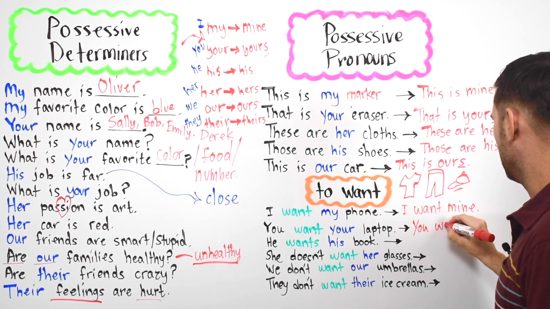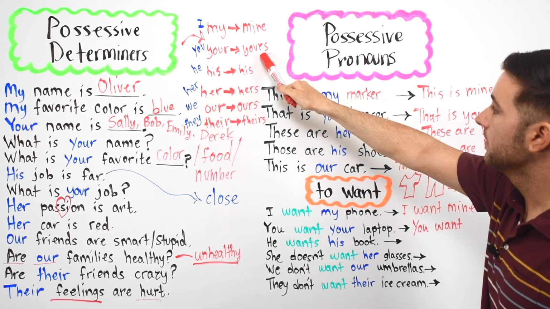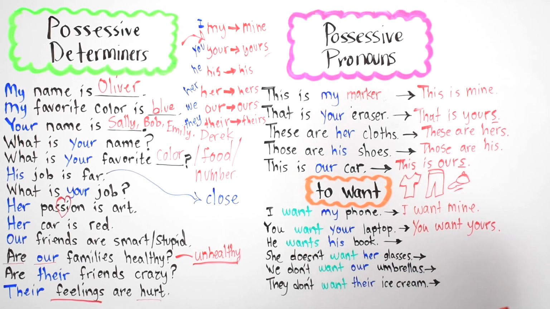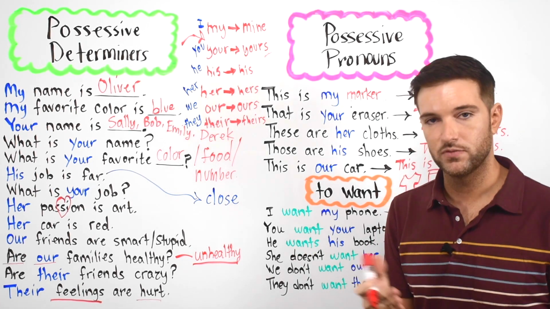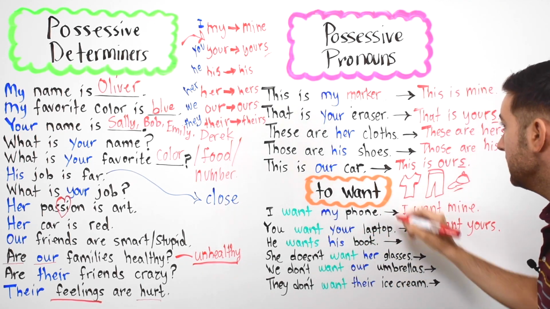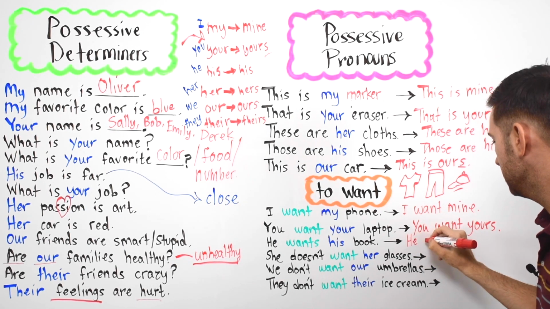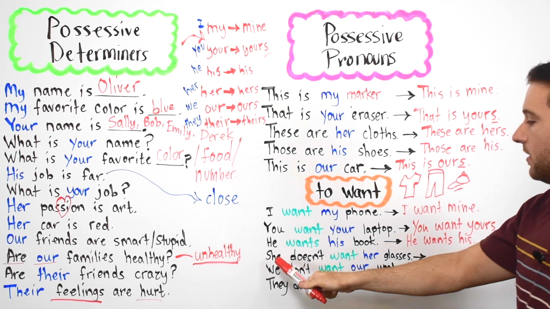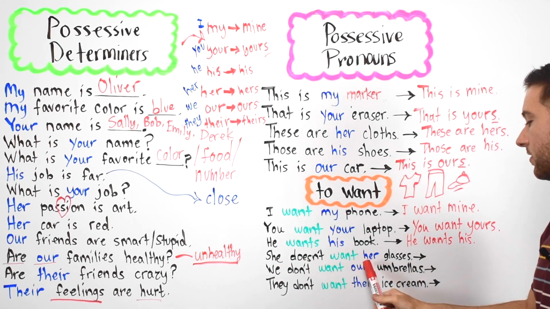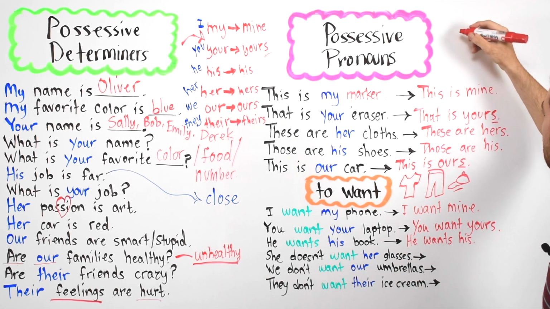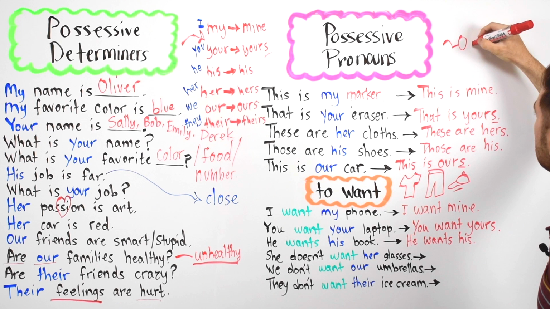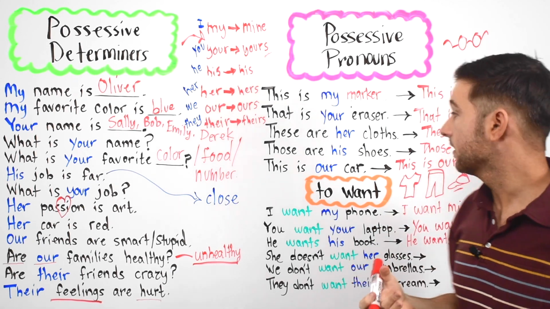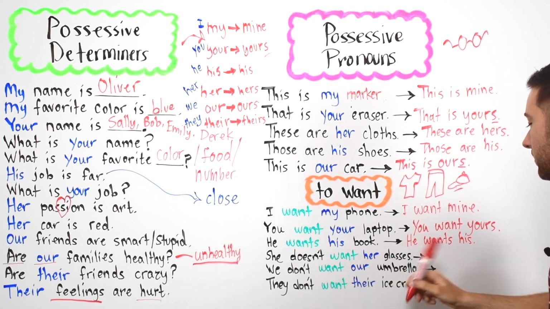You want your laptop. You want, what were you going to say? Yours. You want yours. He wants his book. Okay, and you know you read a book, right? You read a book. He wants his. He wants his. Next we have, she doesn't want her glasses. Glasses are these. These are glasses, what you wear on your eyes so you can see. So, she doesn't want her glasses.